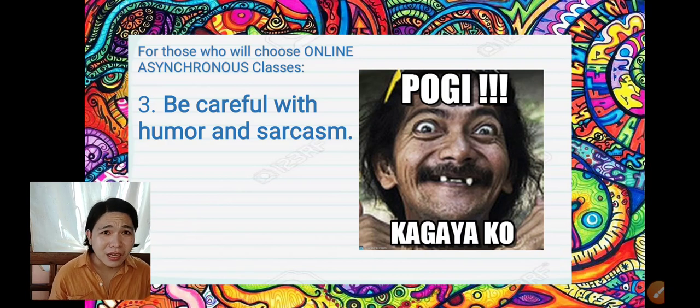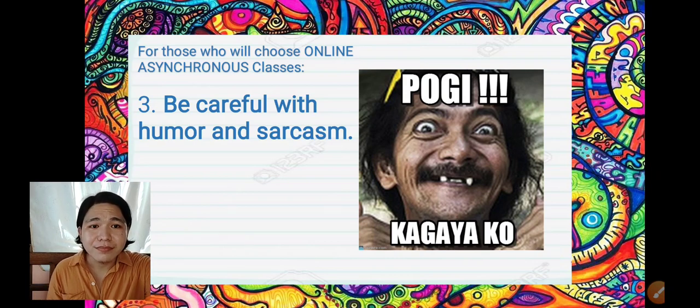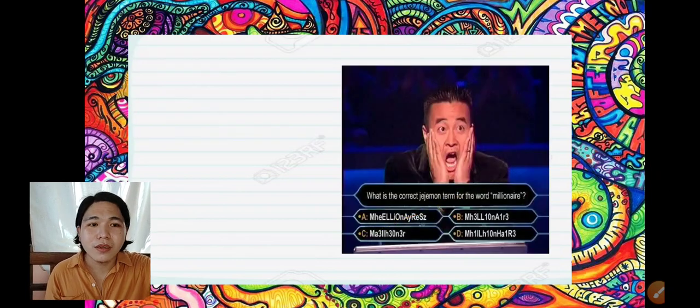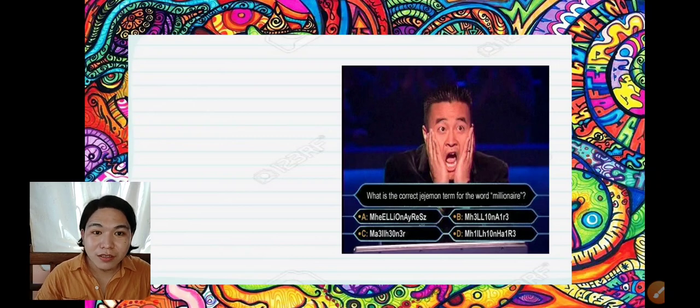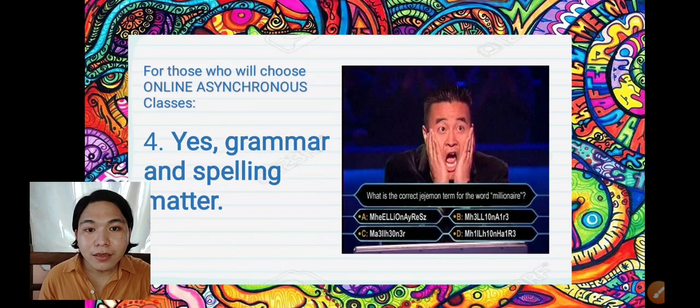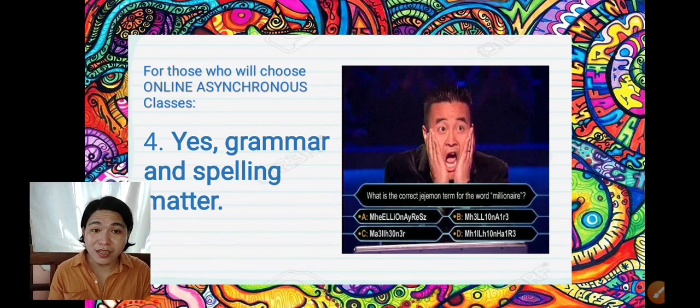But right now, in virtual, so therefore, we need to see to it na walay malain sa to ang mga i-message. Diba? So, be careful with our jokes. And of course, we have this one. What is the correct judgment term for the word millionaire? So, ano bang ibig sabihin yan? So, yes, grammar and spelling matter.